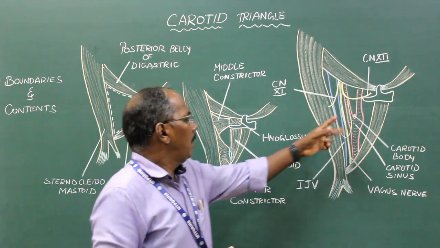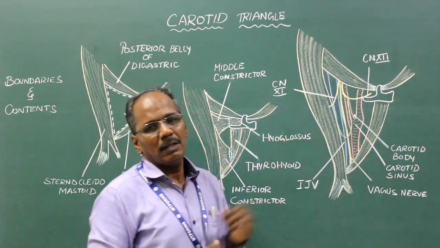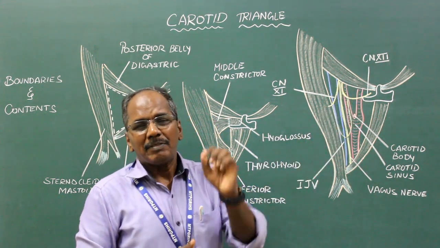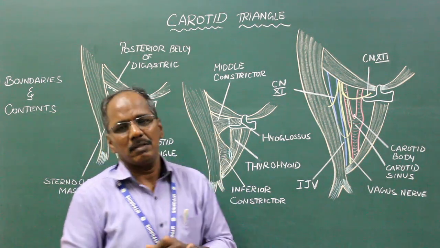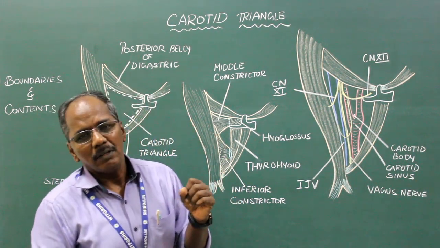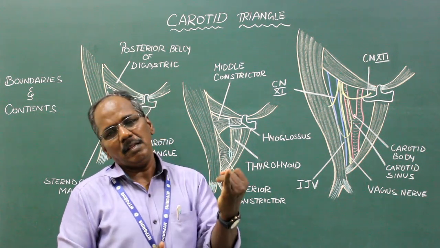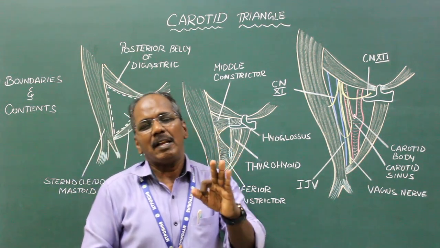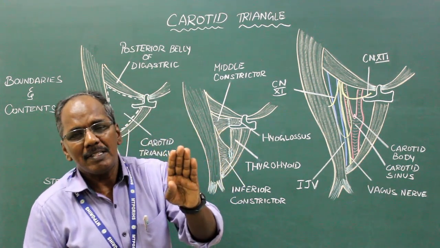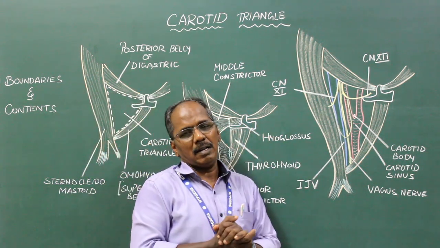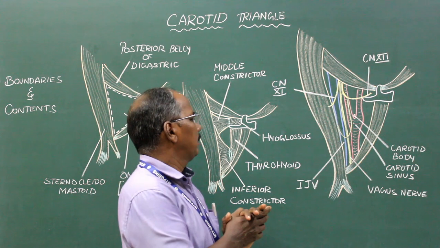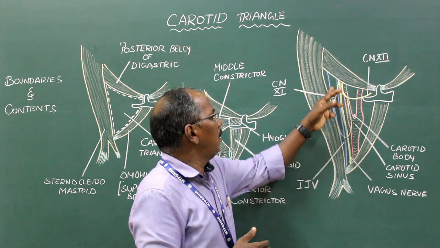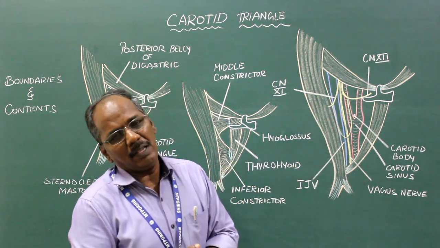Number 2, internal carotid artery. Number 3, external carotid artery and its first 5 branches, which include superior thyroid artery, lingual artery, facial artery, ascending pharyngeal artery and occipital artery. Number 4, internal jugular vein and its tributaries.